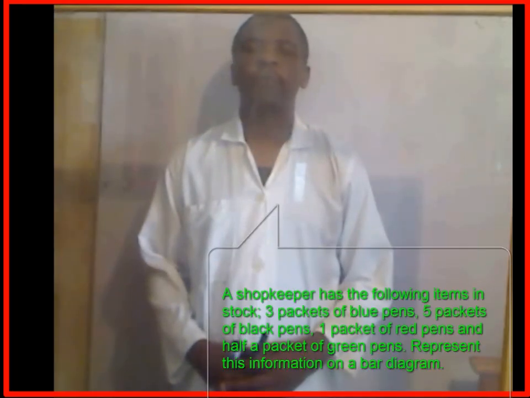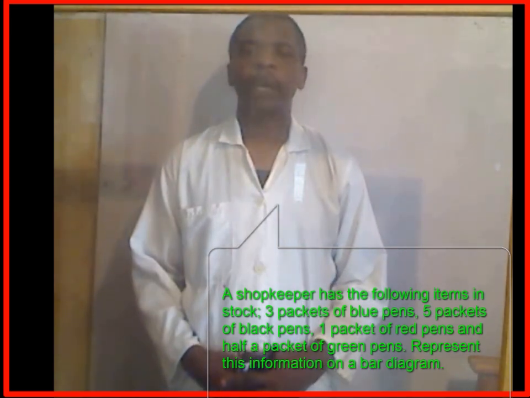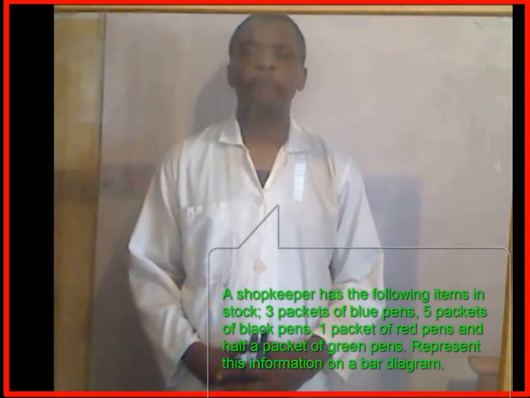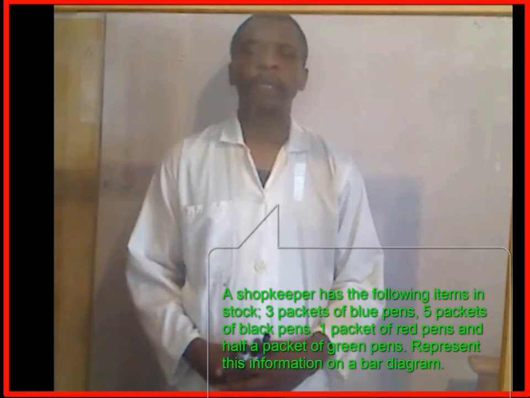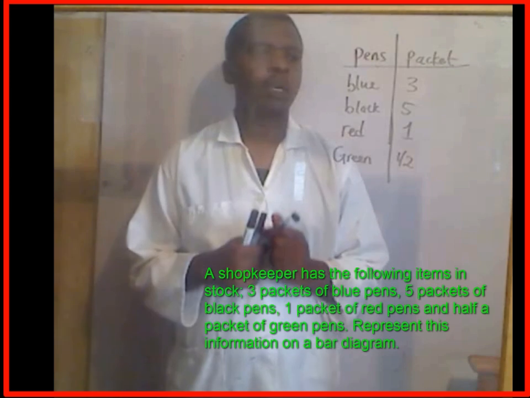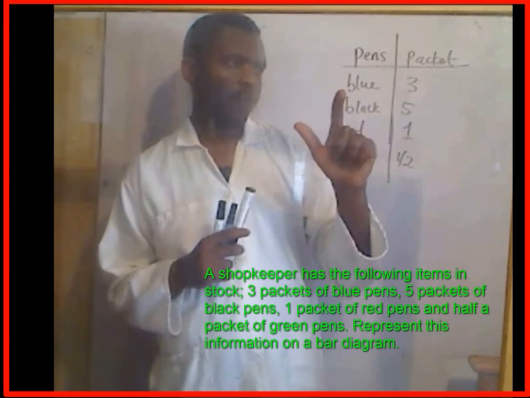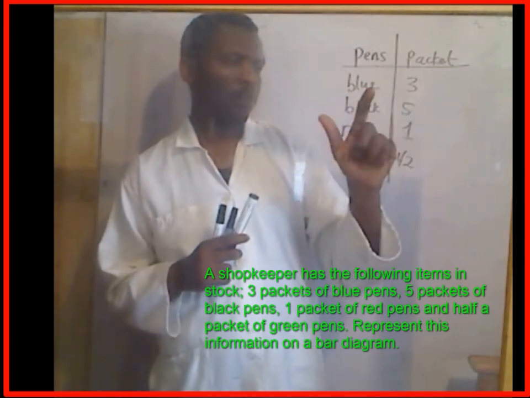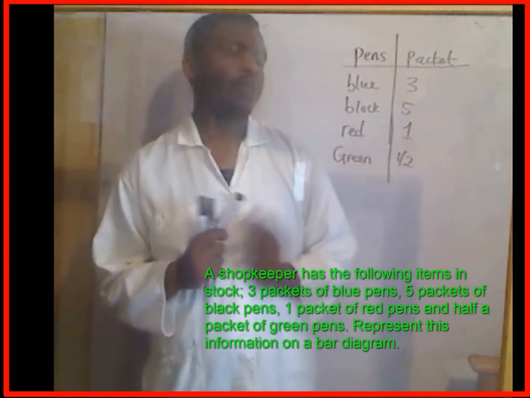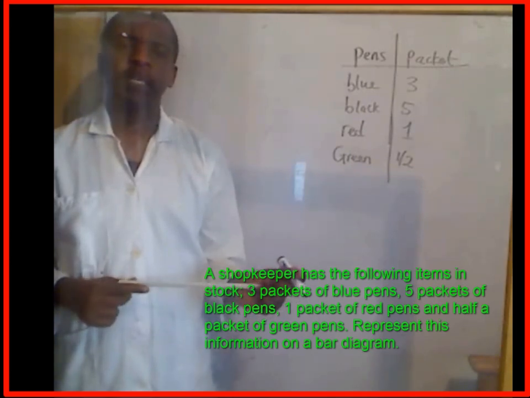A shopkeeper has the following items in stock: 3 packets of blue pens, 5 packets of black pens, 1 packet of red pens, and half a packet of green pens. Represent this information on a bar diagram. So we have the information summarized here in this table. So using a ruler, we trace our horizontal and vertical lines.